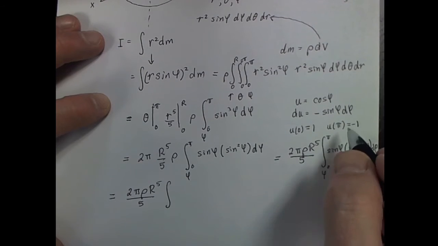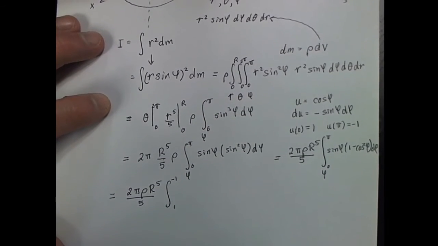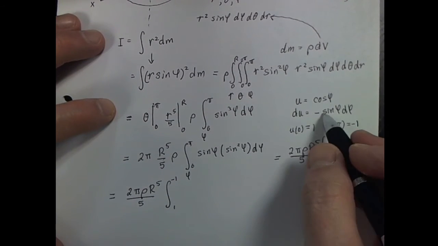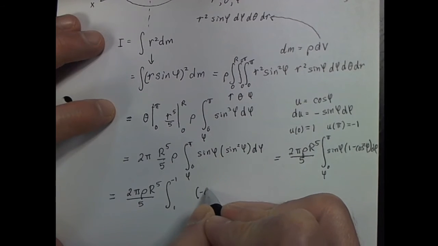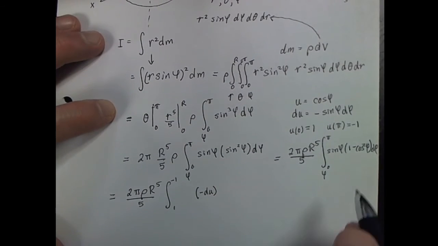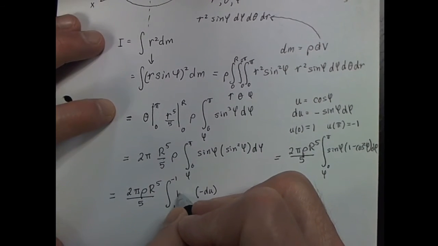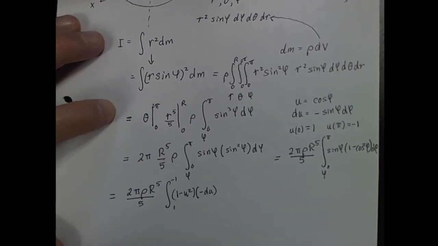So I am going to change my limits of integration now from 1 to minus 1. And this becomes, like I said, sine phi d phi is a minus du. So there's a minus du right here. And then 1 minus cosine squared phi becomes 1 minus u squared, like that. Okay. That doesn't look too complicated now.